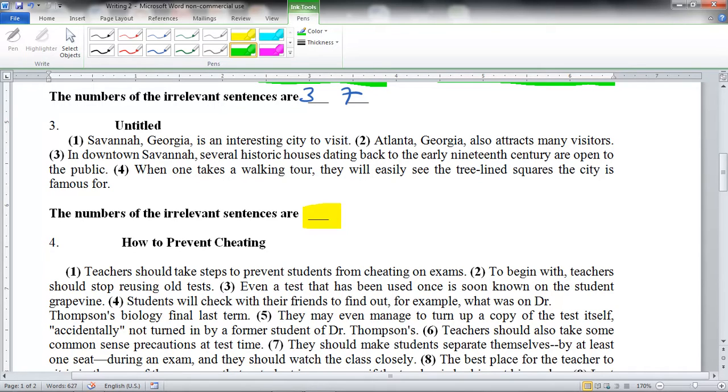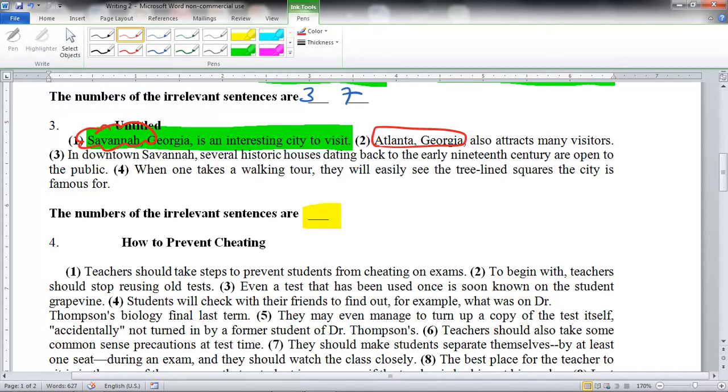Savannah, Georgia is an interesting city to visit. That's the topic sentence. It's an introductory. Hey, it's a nice city to visit. You're talking about Savannah. Come over to Savannah, Georgia. And then you're talking about Atlanta, Georgia. What's up with that? So this sentence does not belong.